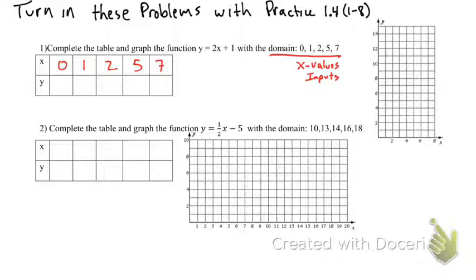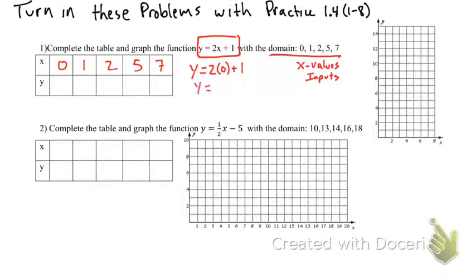Okay, now I want to complete the y part of the table. How do I do that? I use my function. So what we're going to do is take each x individually, and we're going to plug in each x into the x for the equation. Okay, so my first x I'm going to plug in is 0. So I'm going to plug in 0 for x. So with parentheses, and now we could do the math.